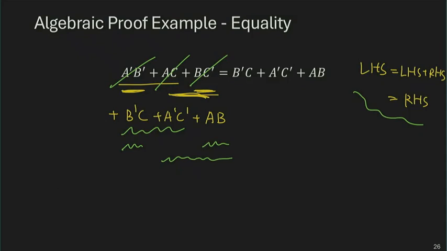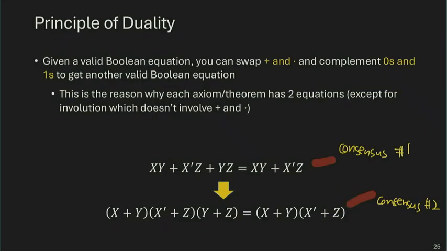Yeah, so I'm saying that, well, if I start with my left-hand side, A prime B prime plus AC plus BC prime, I can first add additional terms by applying consensus, which allows me to add BC plus A prime C prime plus AB. Right? So consensus can be used to add additional terms. And now I have a longer expression.